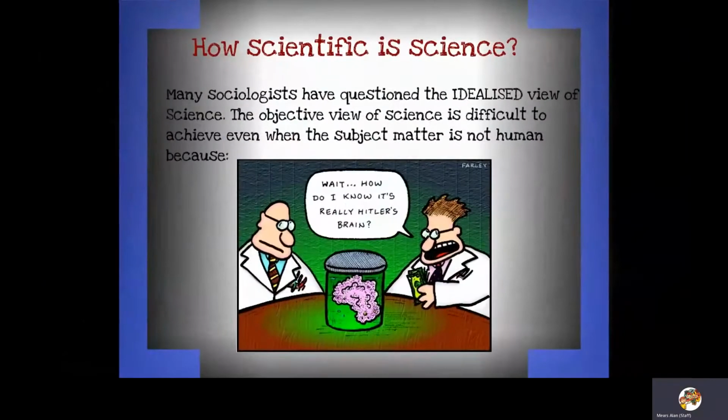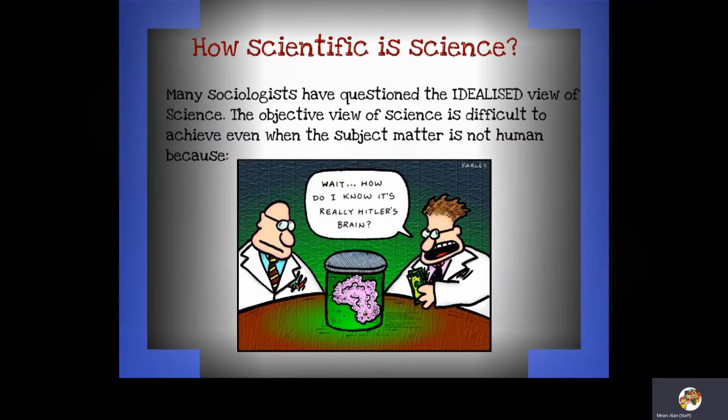Now, as a side note to both these debates, as to whether sociology is a science or isn't a science, we also need to think about science as a topic area and how scientific science is. Many sociologists have actually questioned this idealized view of science. The objective view of science is difficult to achieve, especially when the subject matter is not human. One of the things we know about science is that it is open to manipulation, falsification, and also human error.